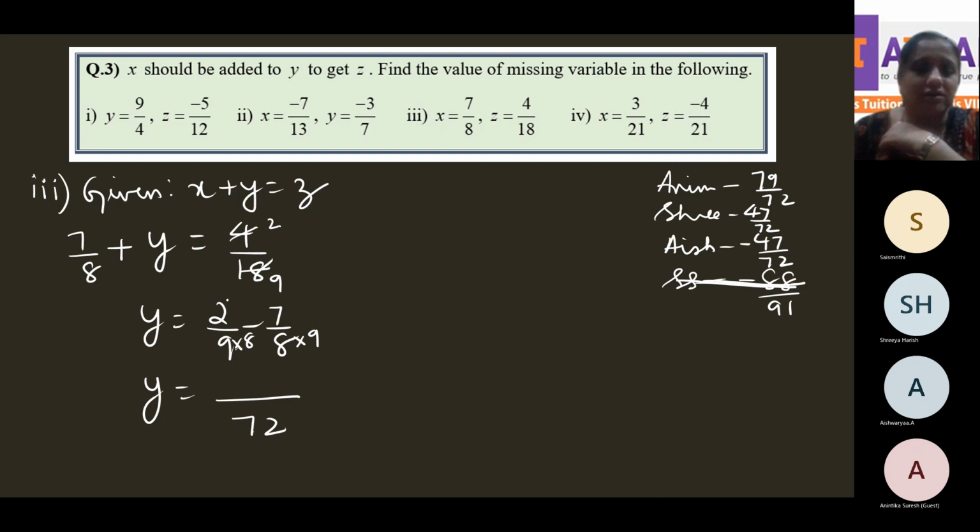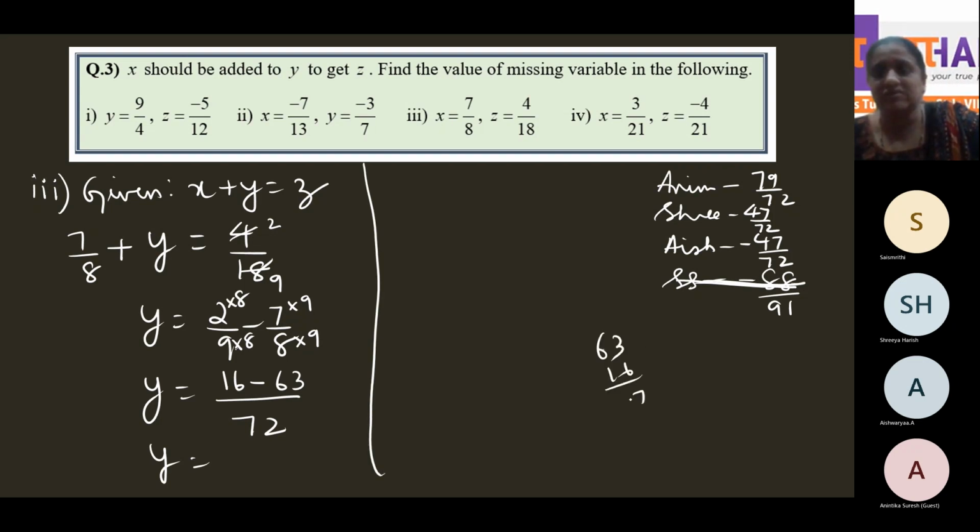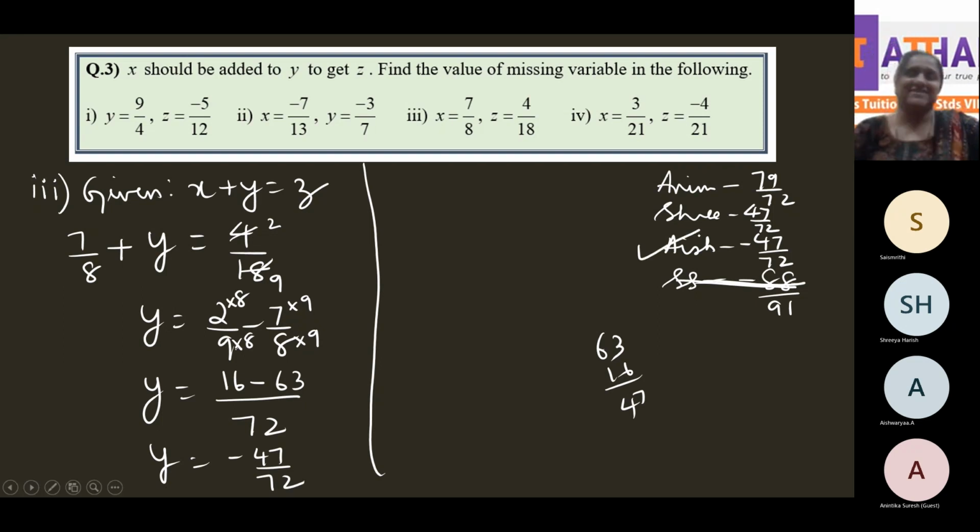So this into 8, do it in the numerator also. Into 9 in the numerator. 2 8s are 16 minus 7 9s are 63. And y is equal to 63 minus 16. 63 minus 16 is 47, so minus 47. Okay, so y is equal to minus 47 by 72. And who's that? Aishwarya is right.